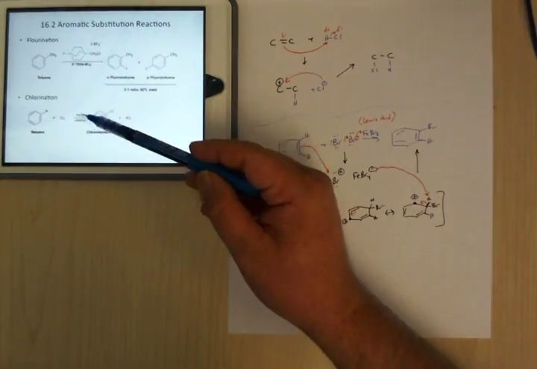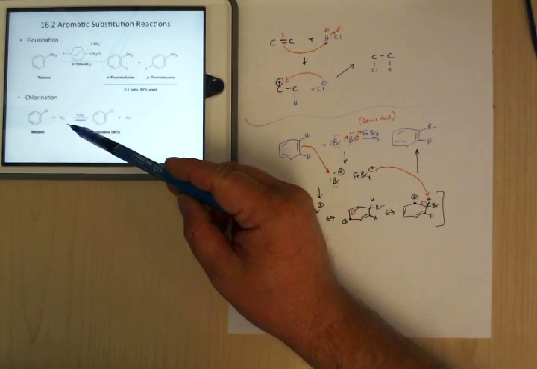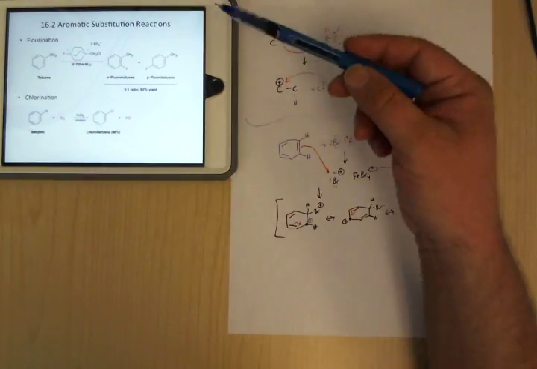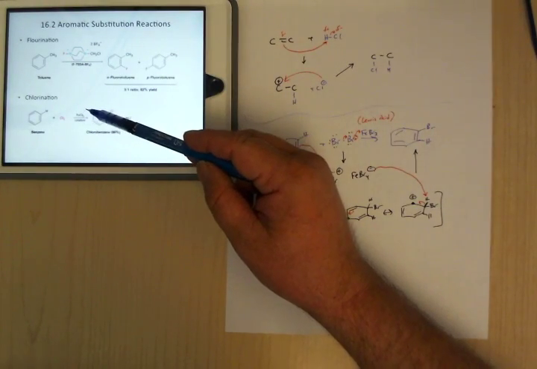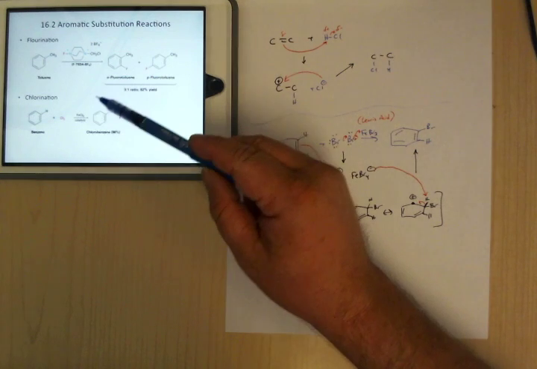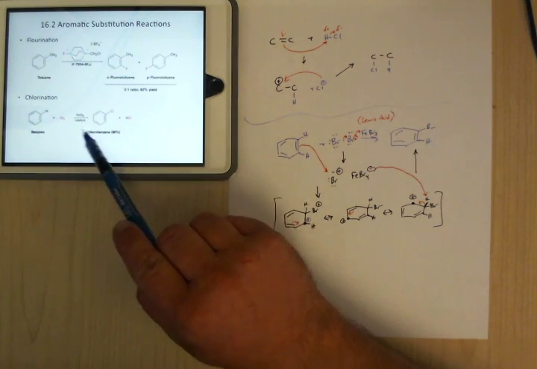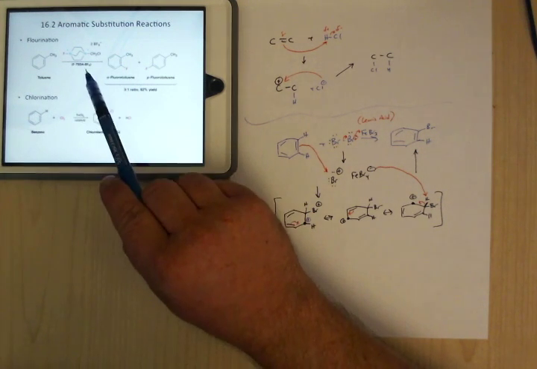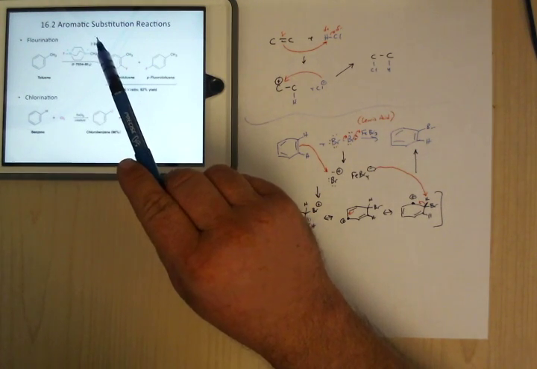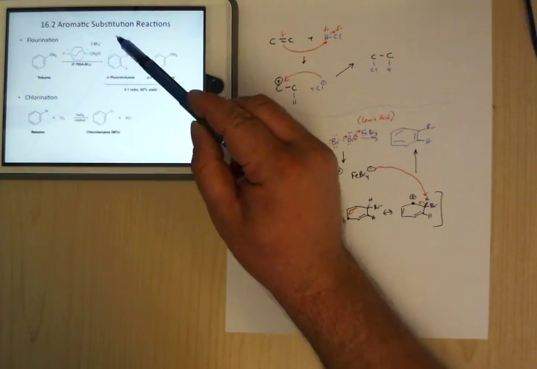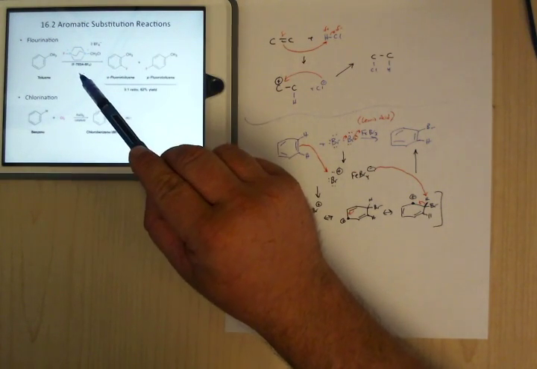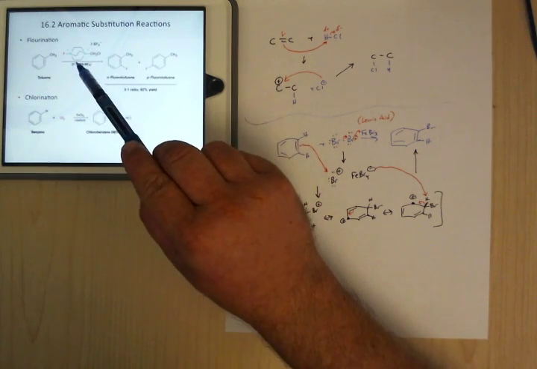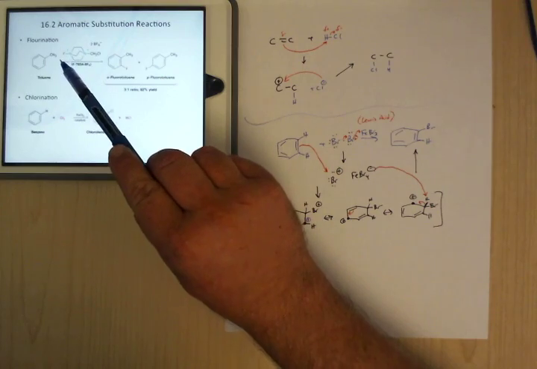Now, chlorine works the same way as bromine, but instead we use iron chloride in here, just so we're not mixing up the halides. But again, it works the exact same way. Fluoride works a little bit differently, because F2 isn't going to react quite the same way. But again, we make an F plus, and it's actually this BF4 structure here, but ultimately all this extra stuff is just to make F plus.